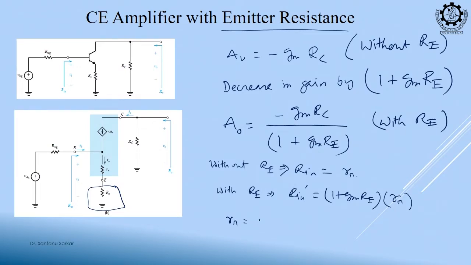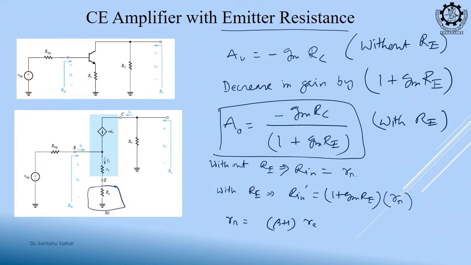Now, we said that there is a relationship between R pi and small RE, right. What is that? R pi is beta plus 1 times small re, because emitter current is beta plus 1 times base current. So, emitter resistance should be beta plus 1 times less than base resistance. Okay. So, we solved this, right. How to arrive at this? If you want, we can do that again.